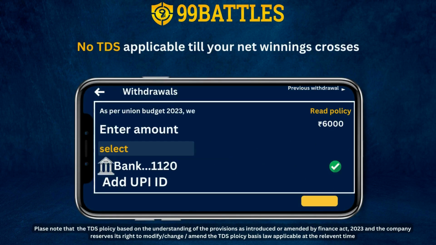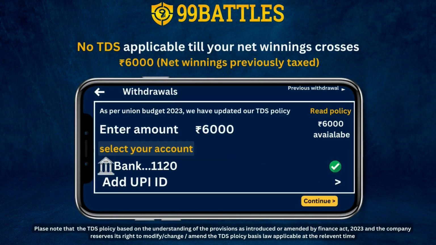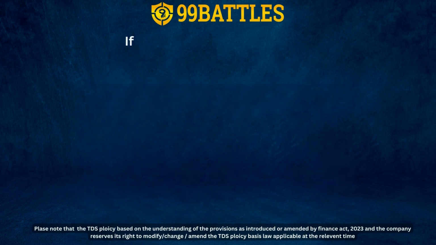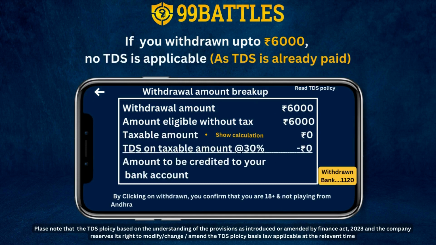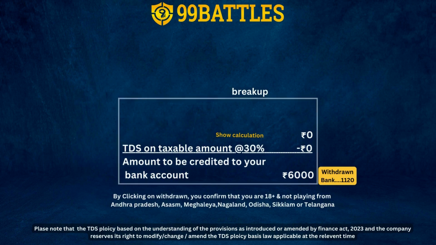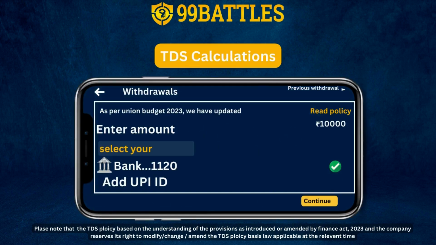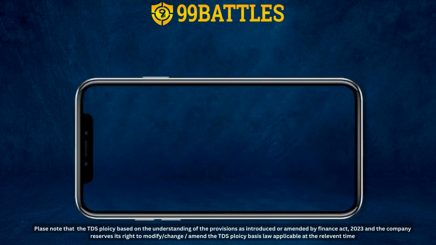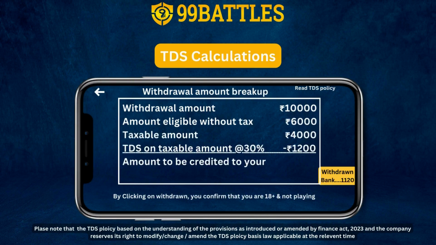Now here come two scenarios. No TDS is applicable till your net winnings cross Rupees 6,000 already taxed. If you withdraw up to 6,000, no TDS is applicable as TDS is already paid.